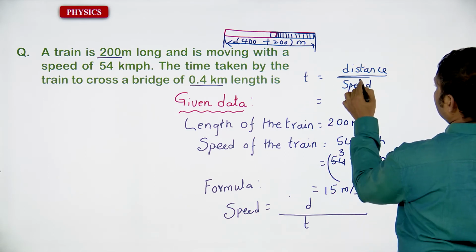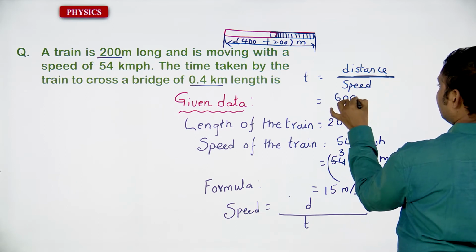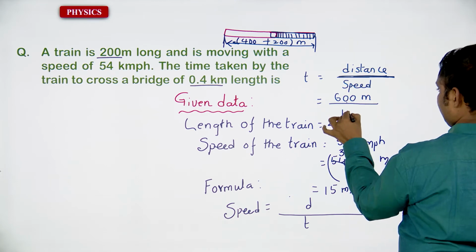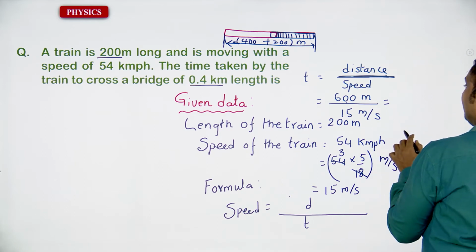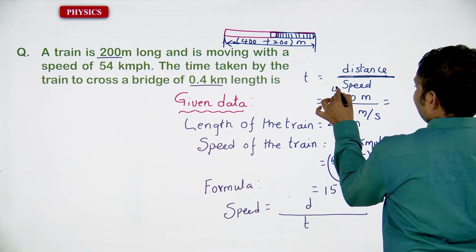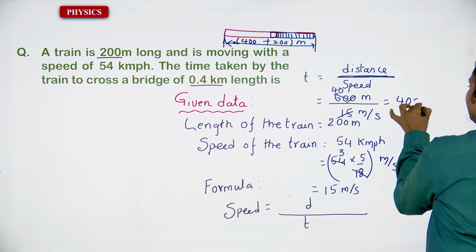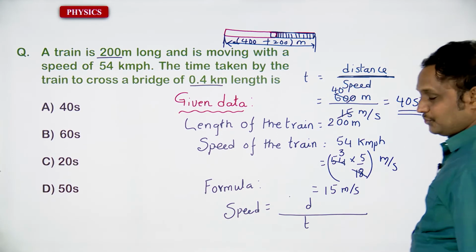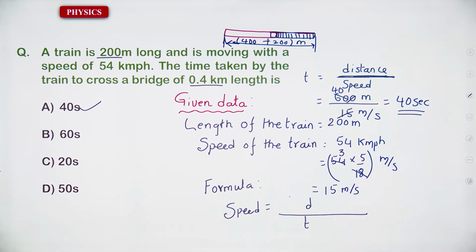What is the distance travelled? That is going to be 600 meters by, what about that, 15 meters per second. That is identified. You will find out this: 40 seconds. It's very clear. Get the answer. This is the answer. You have to take that. Everyone has to identify this.